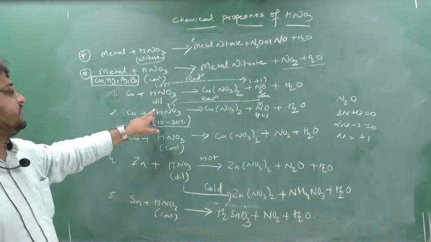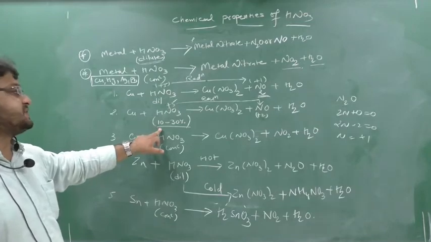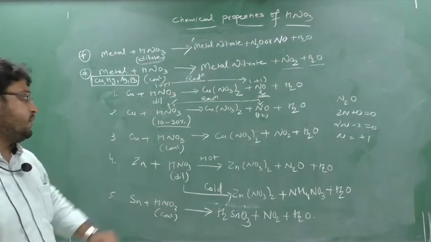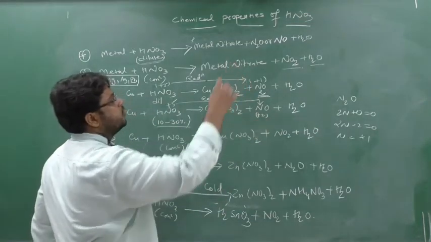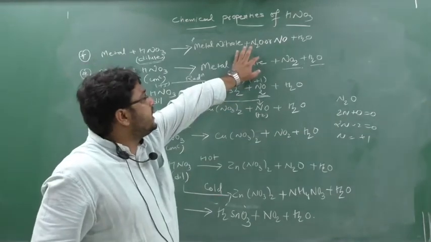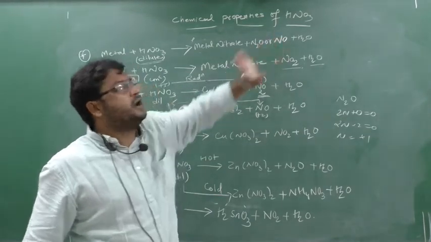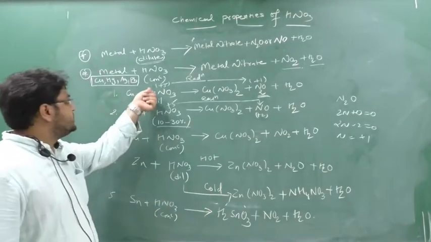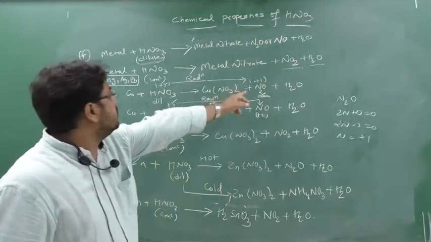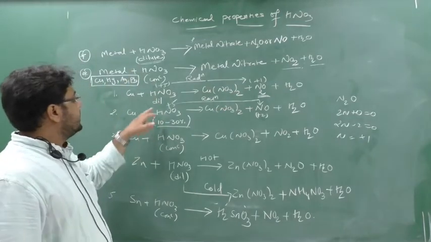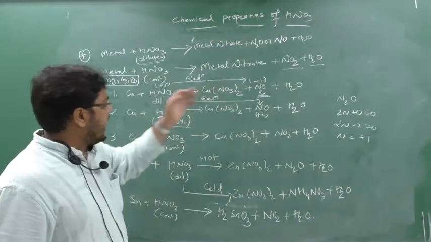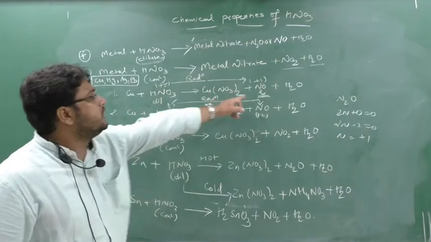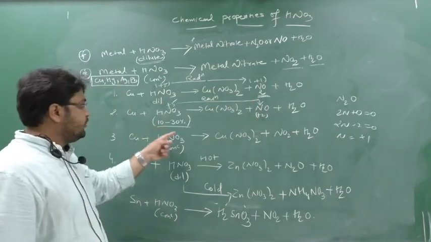Similarly copper with nitric acid, but it is 10 to 30% diluted. When 10 to 30% diluted, instead of N2O it will give NO. So you have to remember, highly diluted gives N2O, less diluted gives NO. Remember, it will come. Highly diluted means more amount of water, N2O; less amount of water, NO.